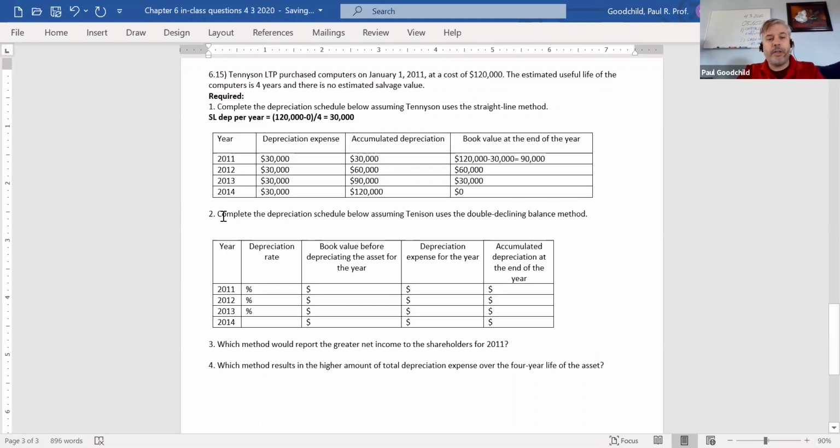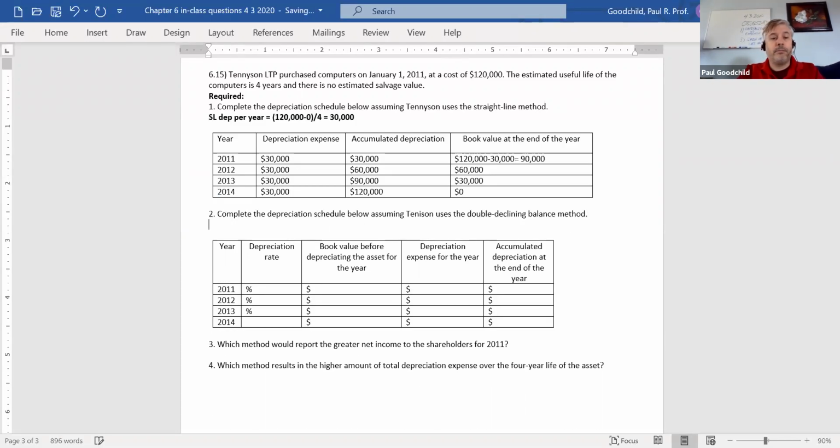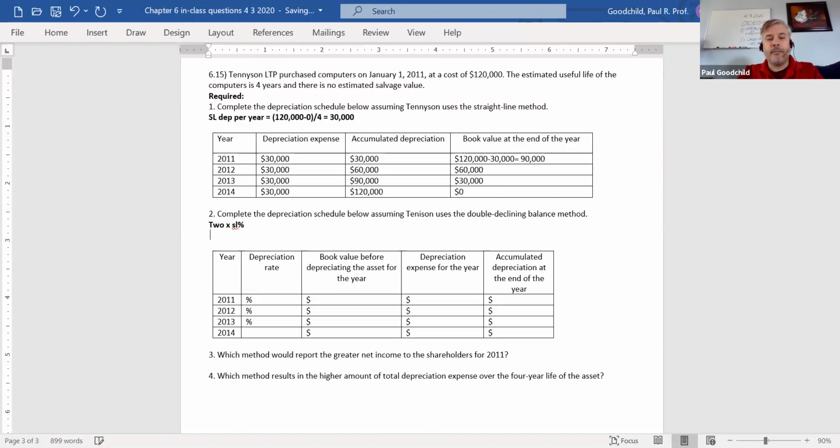Now we want double declining balance, and that's 2 times the straight line percentage. To calculate the straight line percentage, we take 100% and divide it by its useful life, in this case 4 years, and so that's 25%.